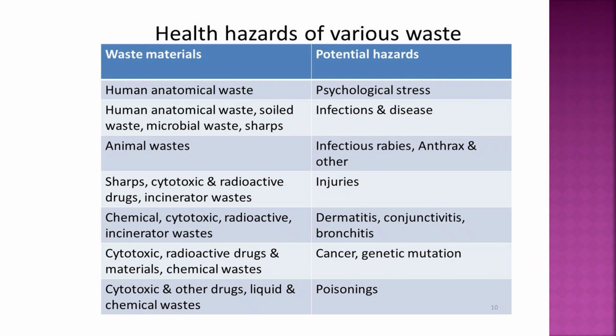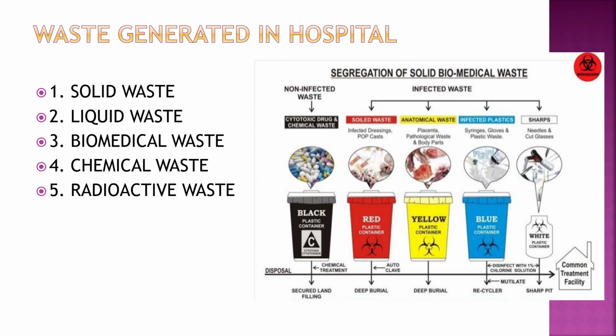So there may be health hazards like psychological stress, infectious diseases, or injuries, cancer, genetic mutation, birth defects, poisoning. All these are associated with the hazards of the waste. So what are the different types of waste generated in the hospital? They are solid waste, liquid waste, biomedical waste, chemical waste, radioactive waste. So different types of waste generated are these. We will see in detail.